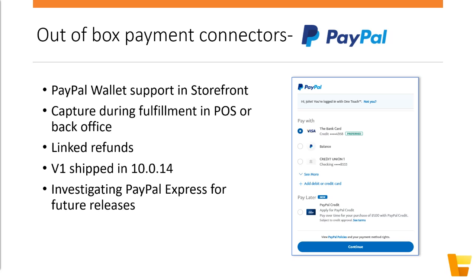So you can create an order in e-commerce, fulfill it, and then the customer might call the call center and say, I would like to return this order, and we can perform the linked refund back to PayPal. Same for Adyen. Our PayPal connector shipped as a V1 in 10.0.14, so the primary point of mentioning that is it's newer, and we're looking at expanding PayPal. For example, right now we support PayPal Wallet. In the future, we might add PayPal Express to have more of the checkout be performed through PayPal.